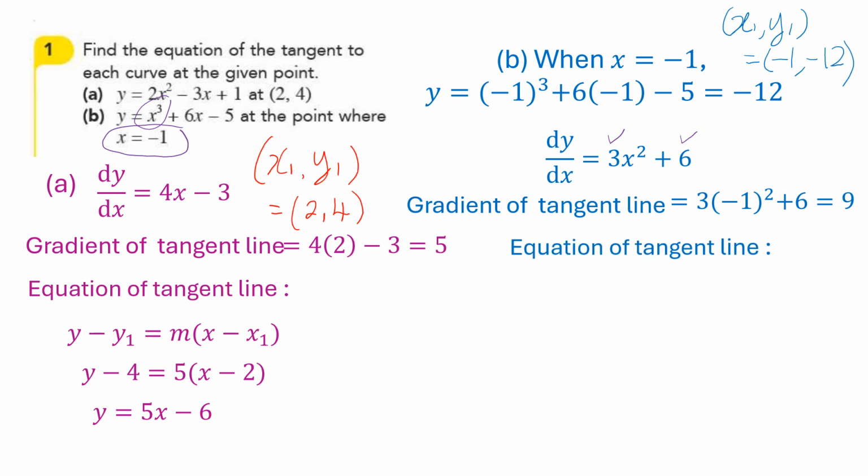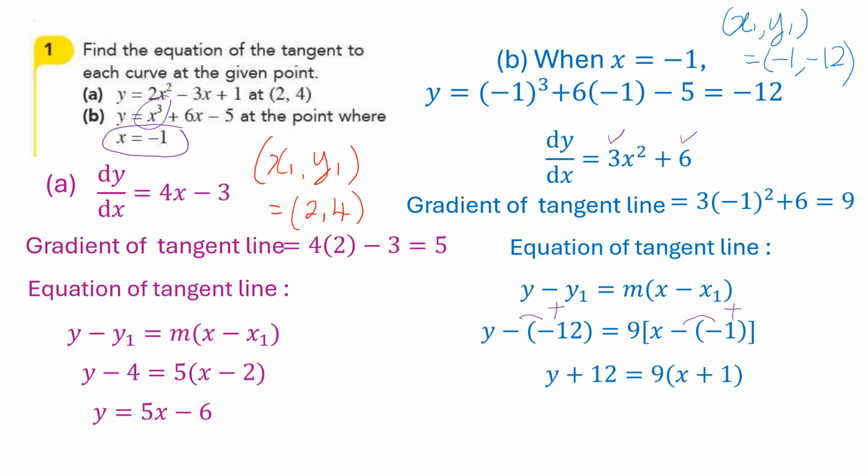And using the formula that we have learned earlier on, y minus y1 equals m bracket x minus x1. m refers to the gradient of the tangent line. Let's substitute in all the information. This will give you y plus 12 equals 9 times bracket x plus 1. Simplify further, you will have y equals 9x minus 3.